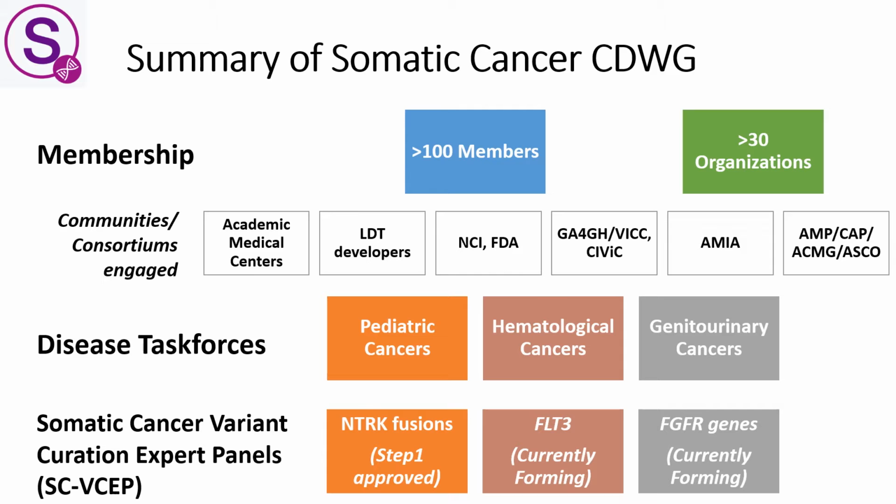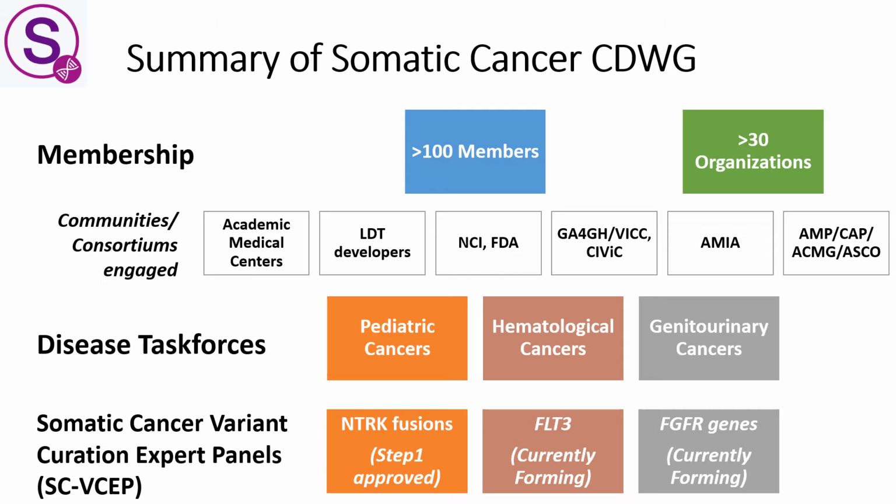The Somatic Cancer CDWG has over 100 members from 30 different organizations, including academic medical centers, laboratory diagnostic test developers, government agencies like the National Cancer Institute and the U.S. Food and Drug Administration, other partner consortiums like the Global Alliance for Genomics and Health, as well as professional organizations such as the American Medical Informatics Association and the Association for Molecular Pathology.